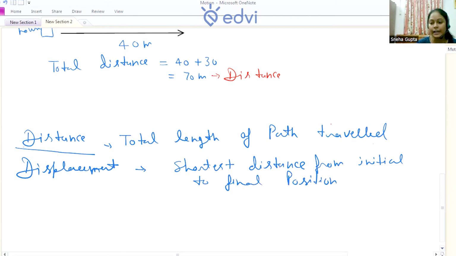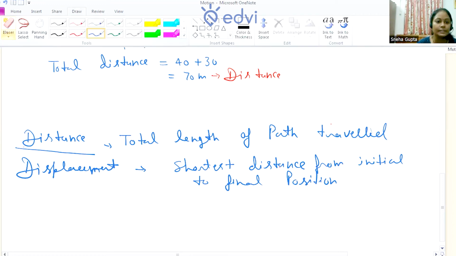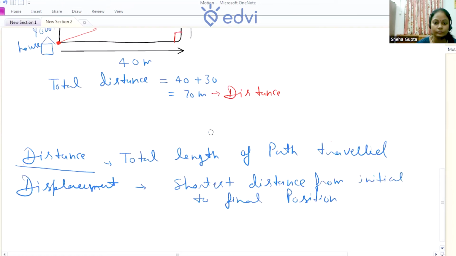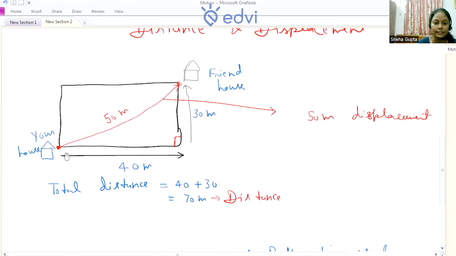Okay. And suppose here you can see this total distance was 40 and 30, that is 70 meters. And here, this was the initial point and this was your friend's house, the final point. The shortest distance between the initial and final point was 50 meters. So that is the displacement.